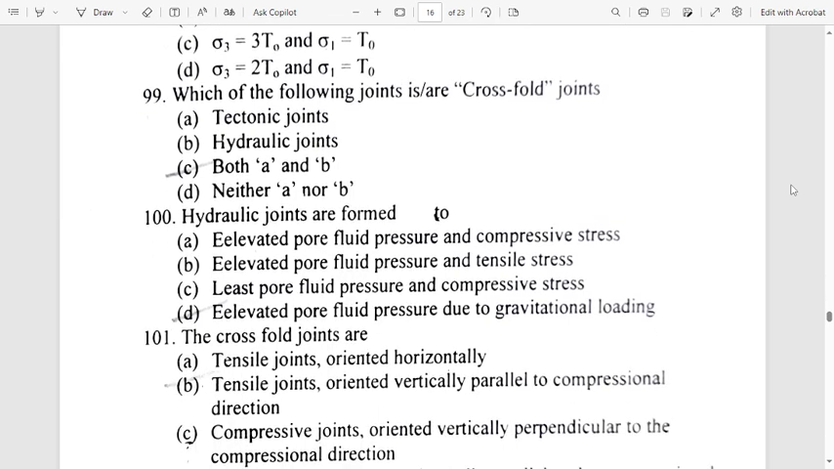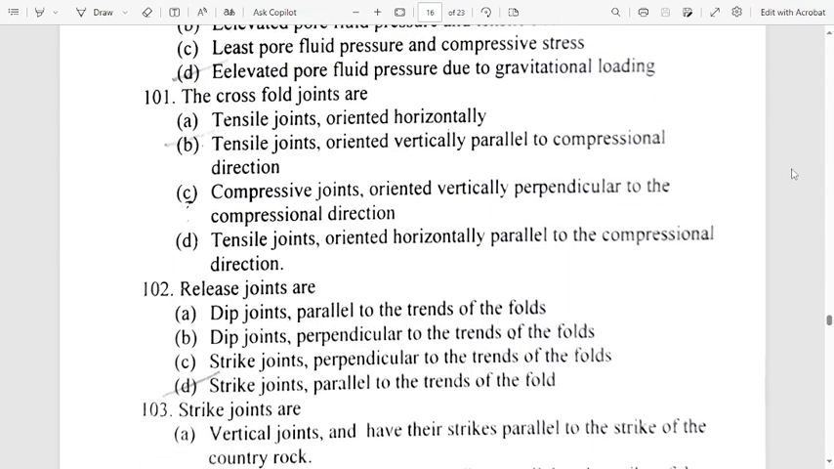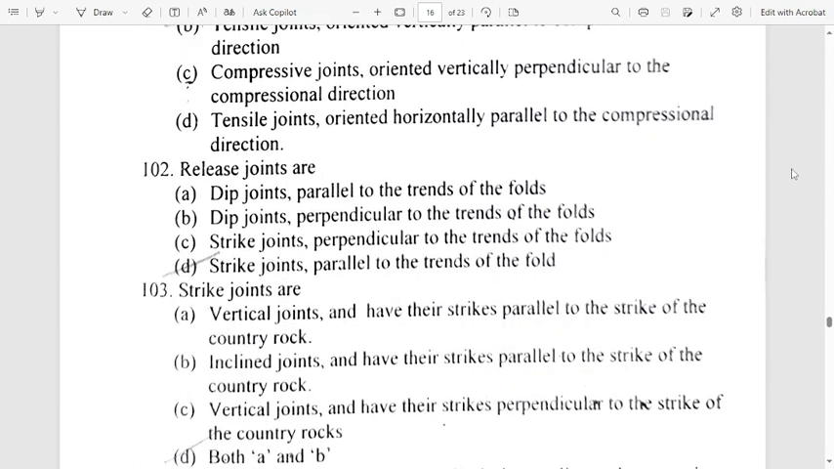Hydraulic joints are formed due to elevated pore fluid pressure due to gravitational loading. The cross-fold joints are tensile joints oriented vertically, parallel to the compressional direction. Release joints are strike joints parallel to the trends of the fold.